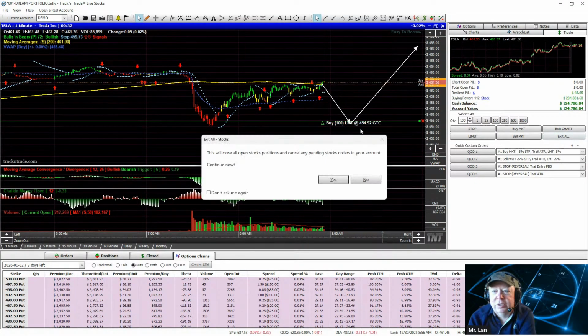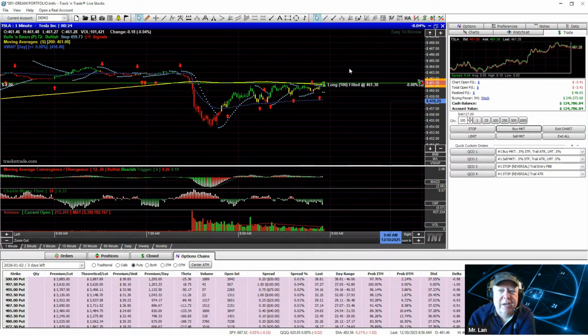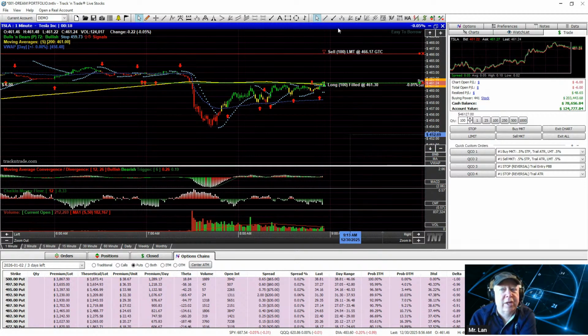So again, we'll do it just as an example. We're just going to come in here, delete all of our drawing tools. We're going to go in with 100 shares, and we're going to buy the market. Now we have 100 shares. We're going to take our limit order and put it above the market and say, if I make that much money, that's when I'm going to get out. So that's my profit zone.